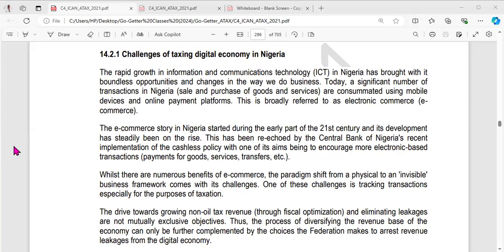The e-commerce story in Nigeria started during the early part of the 21st century, and its development has been on the rise steadily. This has been re-echoed by the Central Bank of Nigeria's recent implementation of the cashless policy, although it is not being implemented significantly. But you see here that people are using more cashless policy.